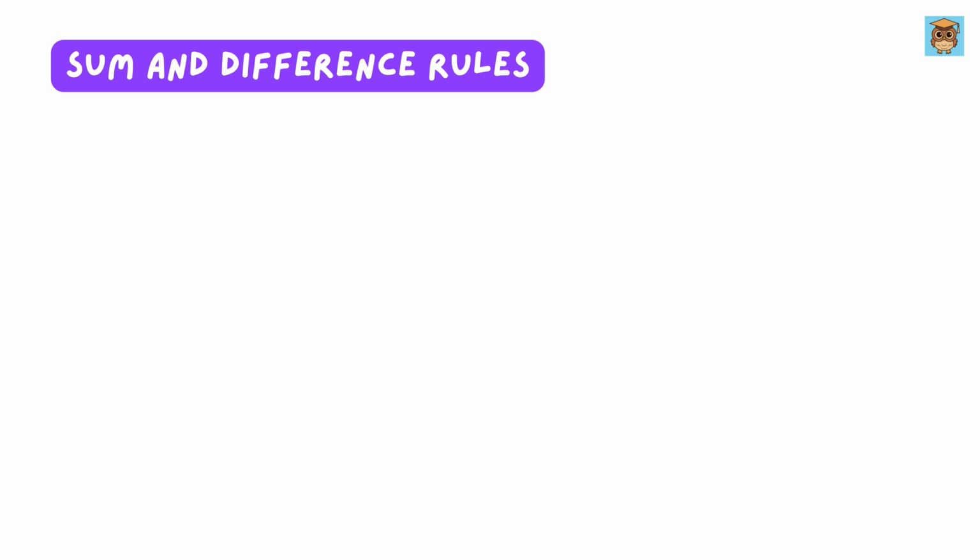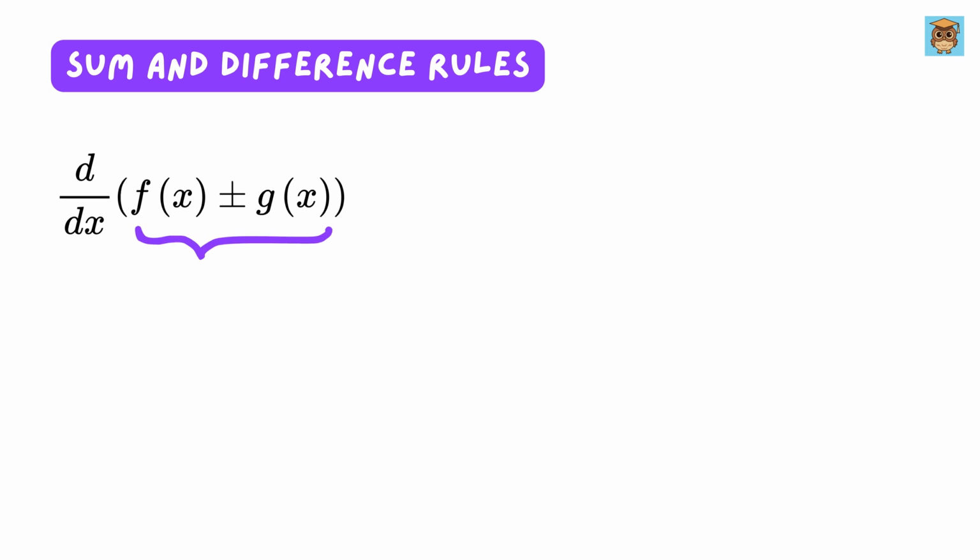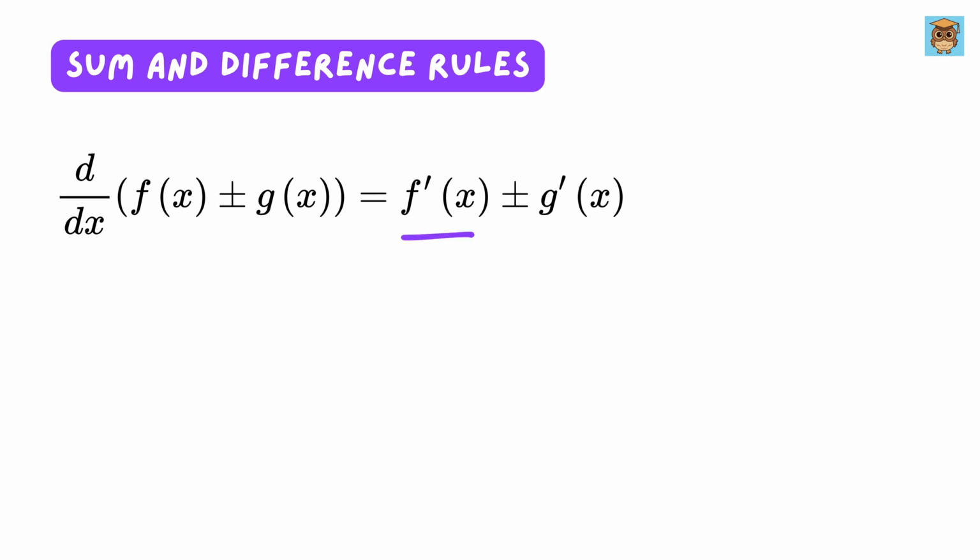Next, we will move to the sum and difference rules. The sum and difference rule in calculus says that when we differentiate a sum or difference of two functions, we can simply differentiate each function separately. In simple words, the derivative of a function f of x plus g of x is just the derivative of f of x plus the derivative of g of x. Similarly, the derivative of f of x minus g of x is the derivative of f of x minus the derivative of g of x.